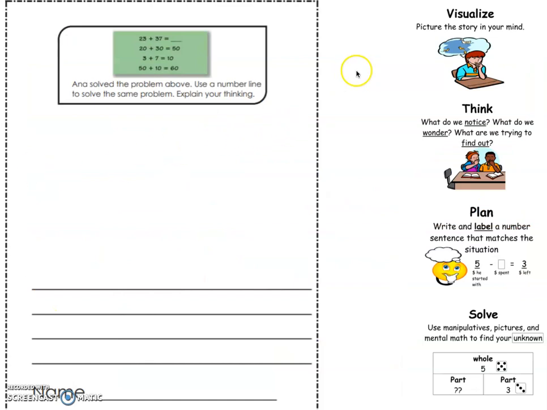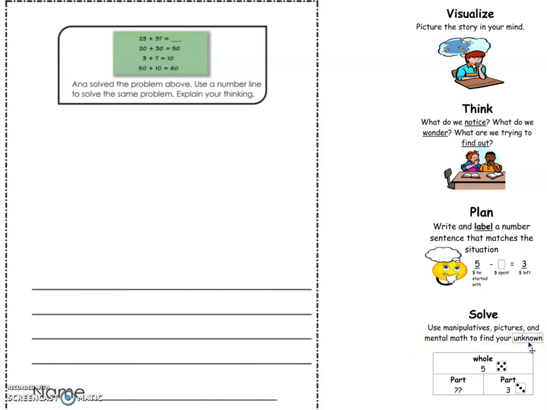You're going to use your story problem sequence strategies to solve this. As you read each journal prompt, you're going to visualize what's going on in your mind. After you're seeing what's going on, you're going to think about what do you notice and what do we wonder? What are we trying to find out? You're going to look at the plan. Do you have to write your number sentence, or are you looking at the number sentence that's already been given to you and planning out how you're going to solve it? Then you're going to solve it using whatever strategy you would like to use, and you're finding whatever the unknown is.